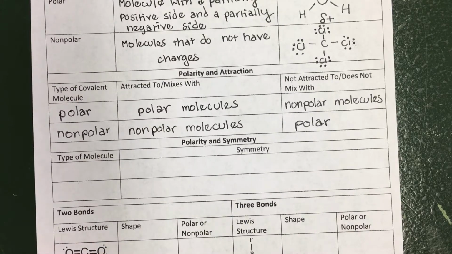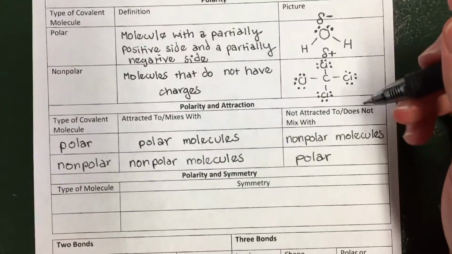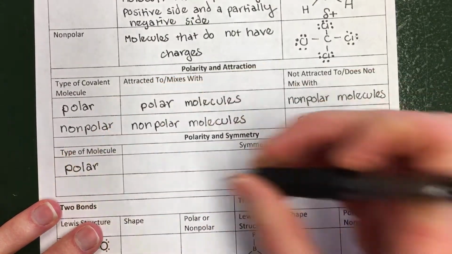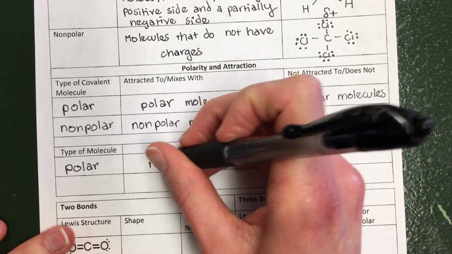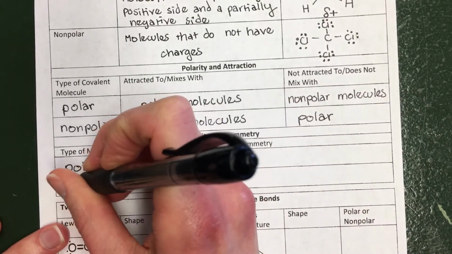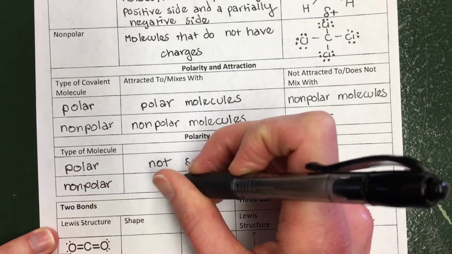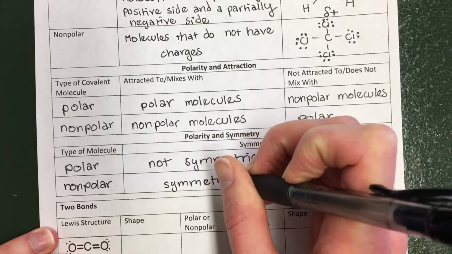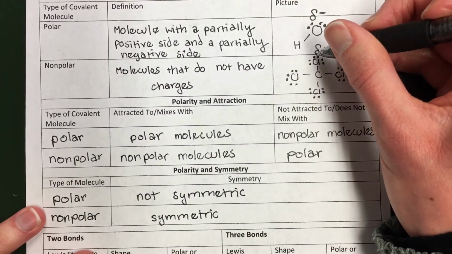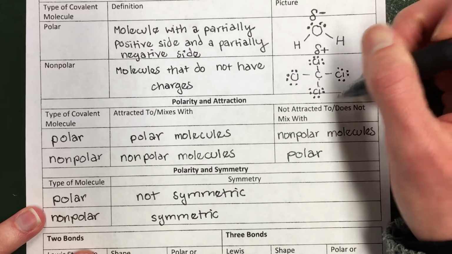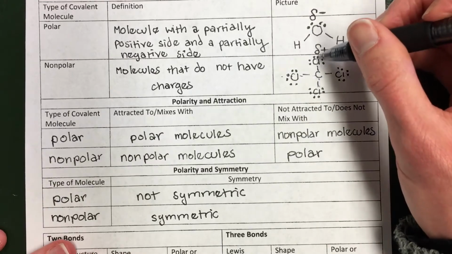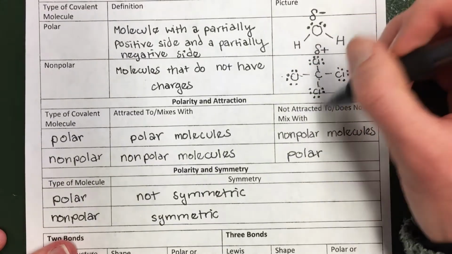Another thing that is important to know is that the symmetry of a molecule can kind of help you figure out whether it's polar or nonpolar. So polar molecules are not symmetric. And nonpolar molecules are symmetric. And this gets kind of confusing because nonpolar is symmetric. Now, if you look at this carbon tetrachloride, this nonpolar molecule, see how if I cut it this way, it's symmetric, same on both sides. If I cut it this way, it's also symmetric, same on both sides. I want you to think about cutting it along the bonds to figure out if it's symmetric or not.